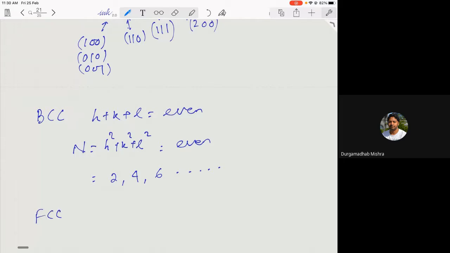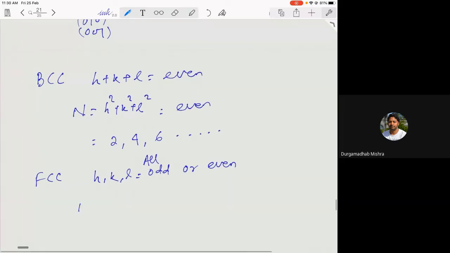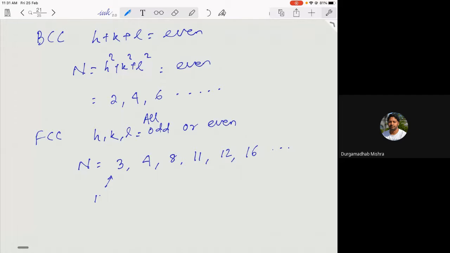Now for FCC, the condition is that HKL are all odd or all even. So what does it mean for N? When you calculate N, you will have these values: N will be equal to 3, 4, 8, 11, 12, 16, and so on. This 3 would correspond to the 111, then 4 would correspond to the 200 HKL plane, 8 would correspond to 220, 11 would correspond to 311. So there are a lot of missing orders here in the case of FCC. Okay.